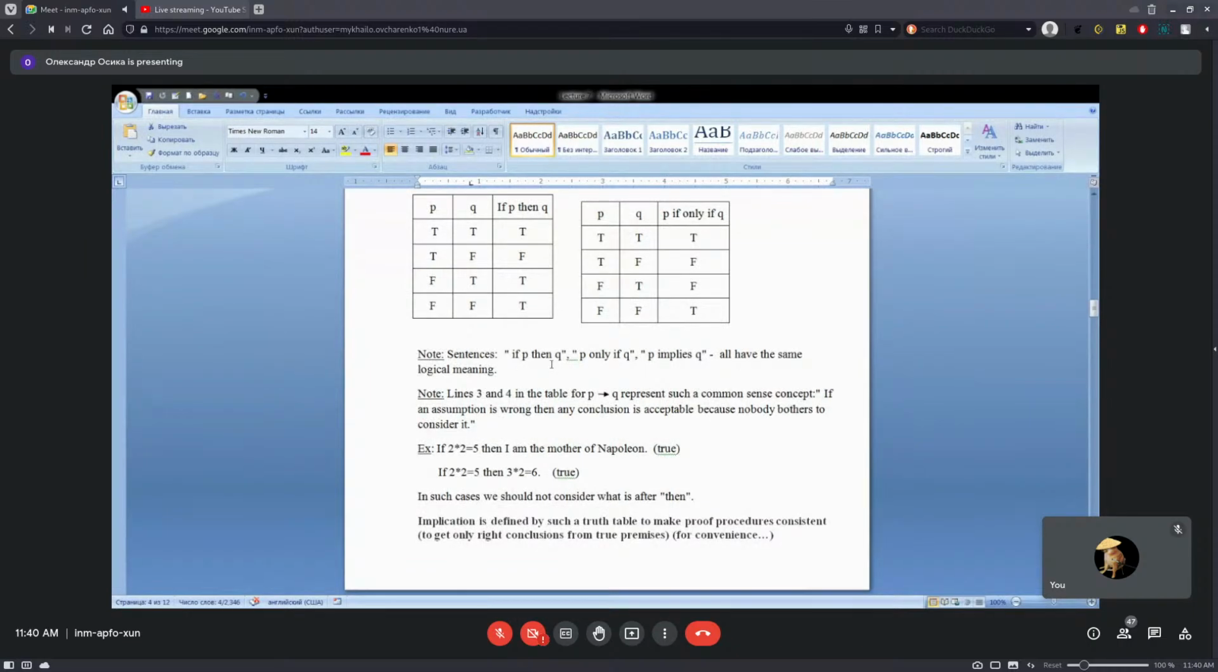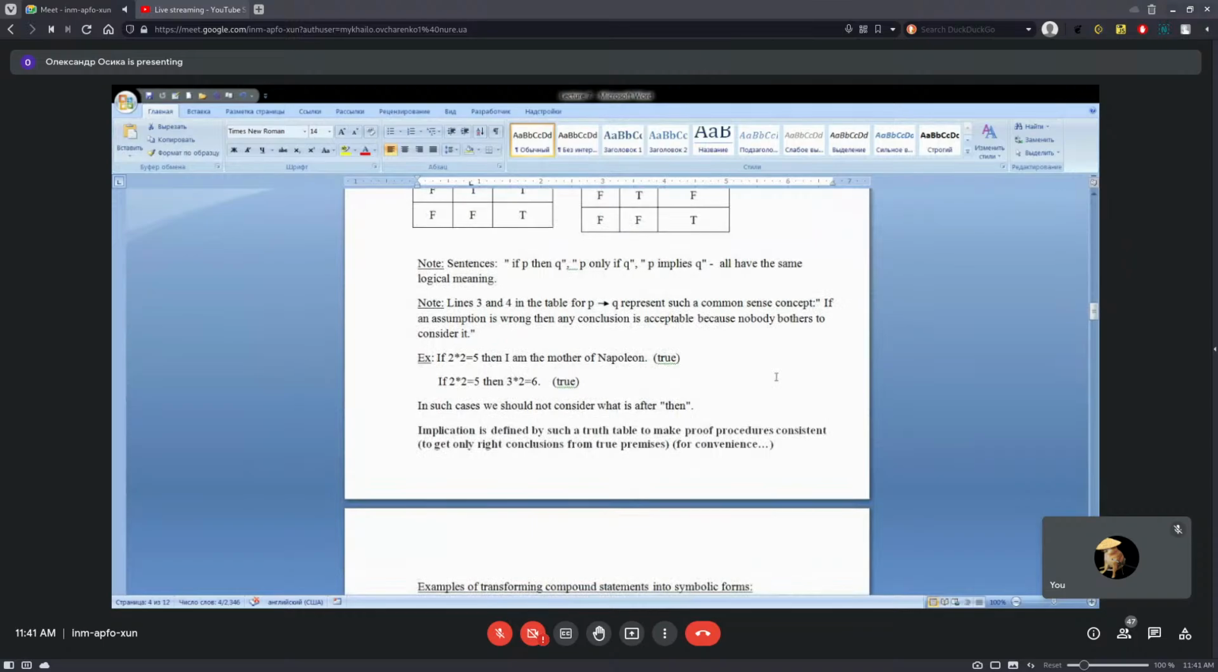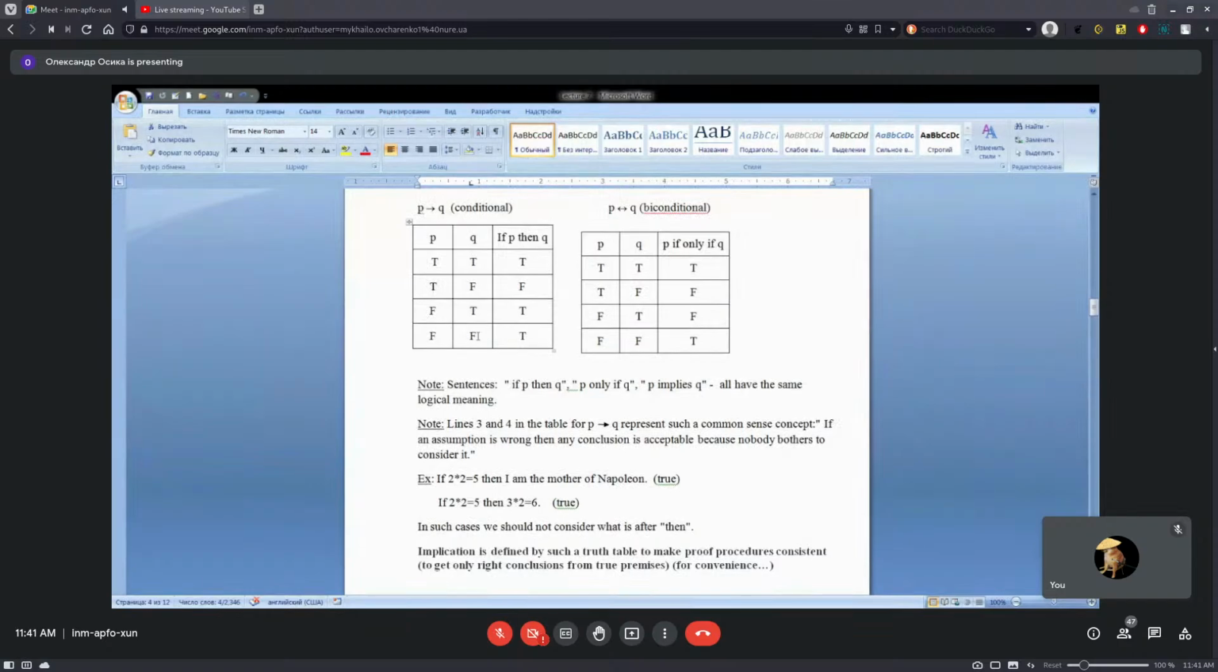Note sentences: if P then Q, P only if Q, P implies Q, and some others, all made by means of these connectives, have the same logical meaning, this conditional pattern of building the statement. Note lines 3 and 4. These lines 3 and 4 in the table for P implies Q represent such a common sense concept.